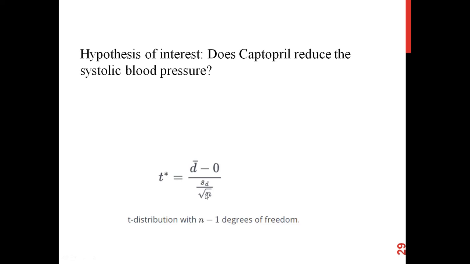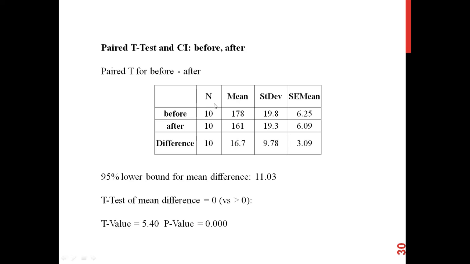And if we compute this, so hypothesis of interest is, does captopril reduce the systolic blood pressure? So the blood pressure before taking the drug, is it greater than average blood pressure after taking the drug? So mu B greater than mu A, and our null hypothesis is mu B equal to mu A. We compute this and it turns out that the test statistic value is 5.4, which is much higher than 1.96. So we reject H naught.